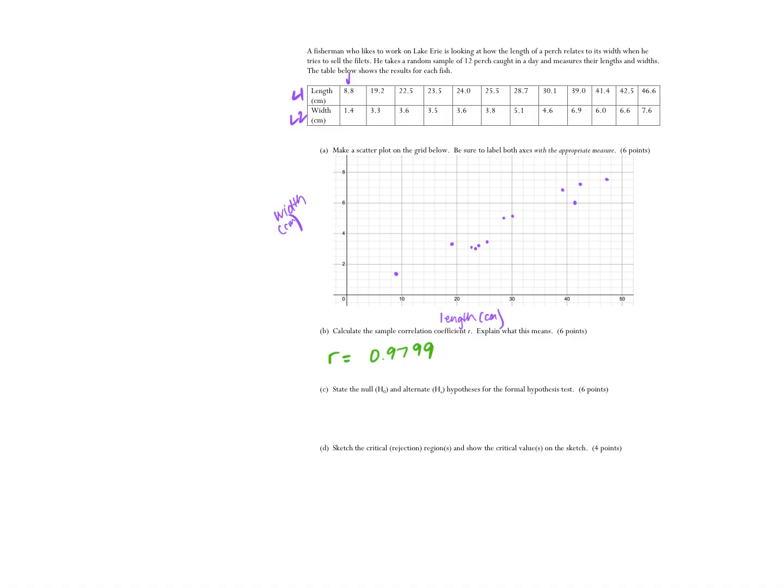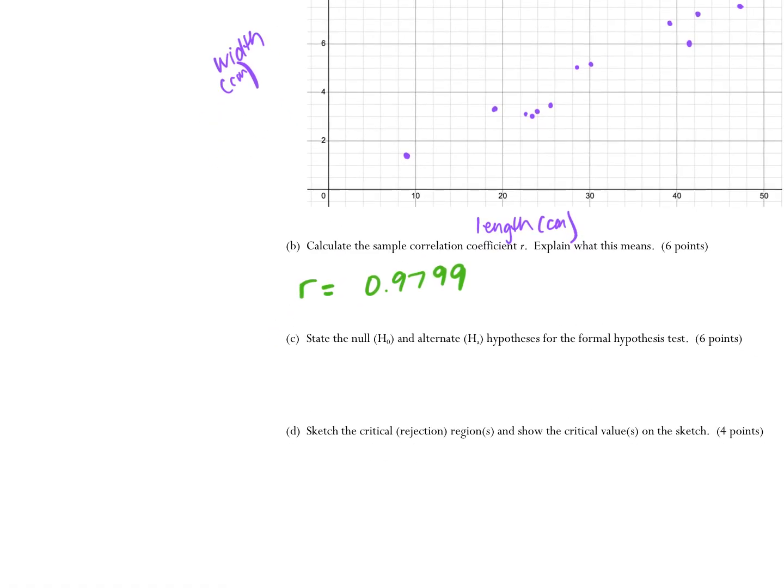All right, calculate the sample's correlation coefficient and explain what it means. You guys, this is a 6-point question. Are you with me? This answer is very much not the bulk of the points of this question. The bulk of this question is, just because we know what R is, that doesn't tell us what it means, okay? The explain what it means is the bulk of the points of the question. So here's what I would expect you to say there.